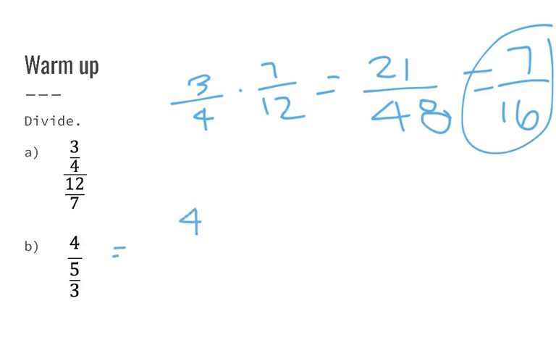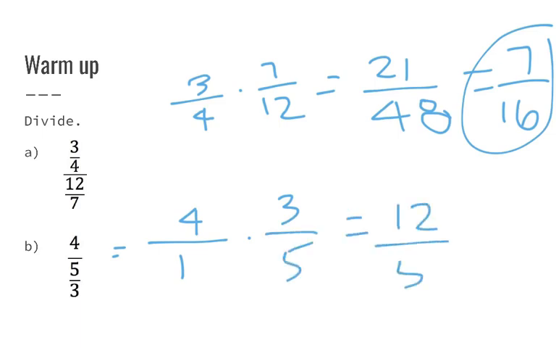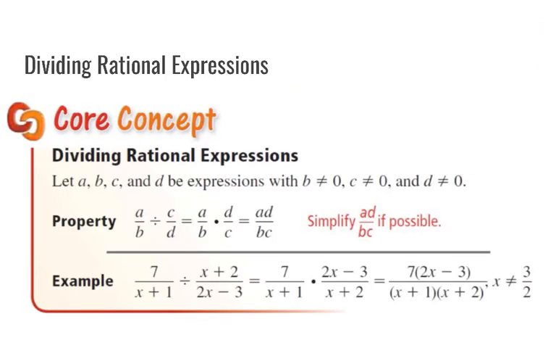So I'm doing 4. Remember, 4 is the same thing as 4 divided by 1. And I'm dividing by 5/3, which means I'm multiplying by the reciprocal, which is 3/5. Multiplying the top gets me 12, and the bottom gets me 5. So as you can see, when we divide complicated things, it's just a multiplication problem, and it turns pretty easy really quickly. So let's see how that can apply to Algebra 2.